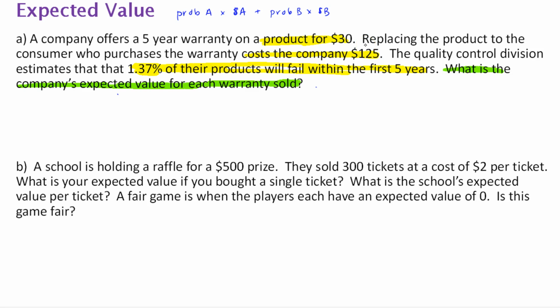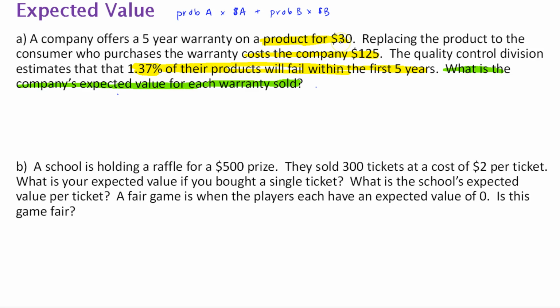Okay, so their quality control division wants to keep track of what percent of times this will happen. And they found that about 1.37% of their products, which isn't very much, will fail within the first 5 years. So that means 1.37% of the time they'll have to pay that $95. The rest of the percent of the time, 99.63, they'll just get to keep the $30 from the consumer.